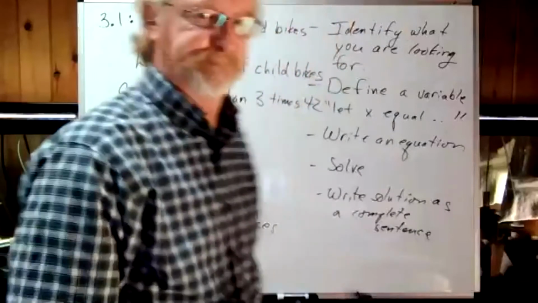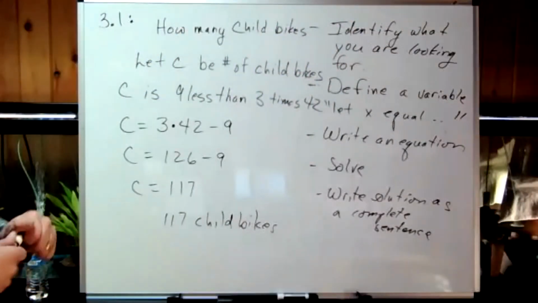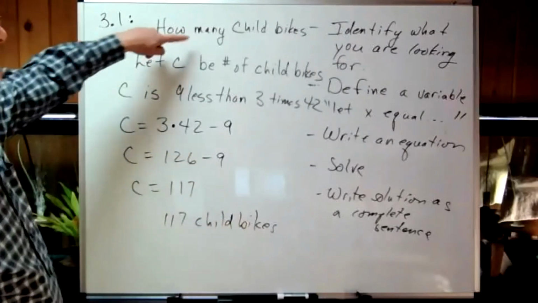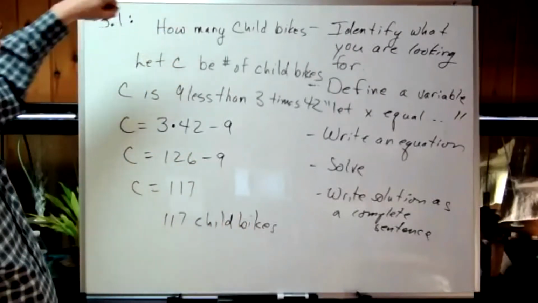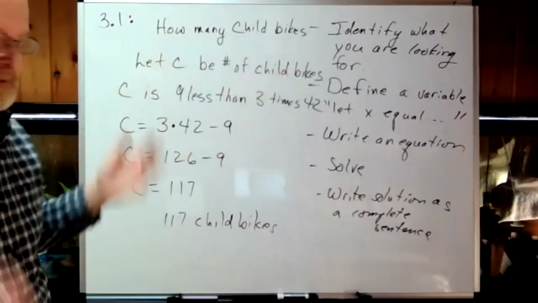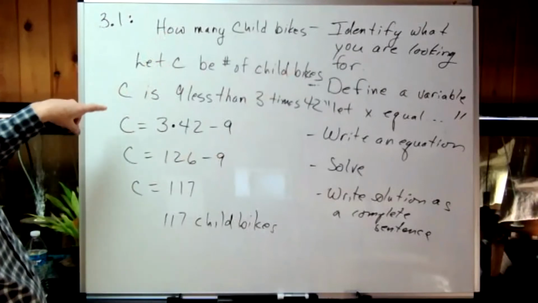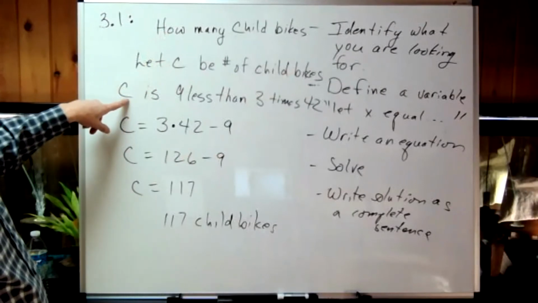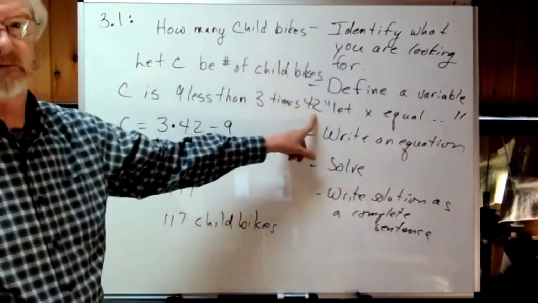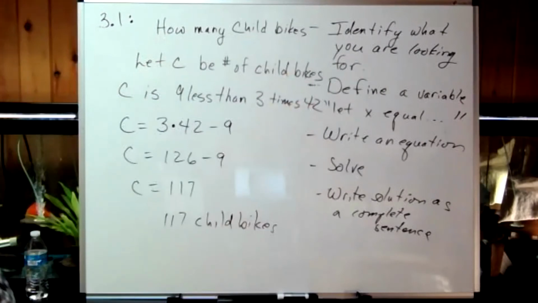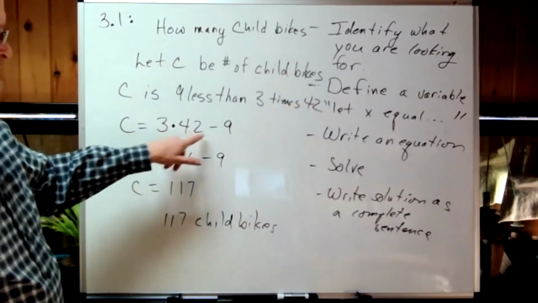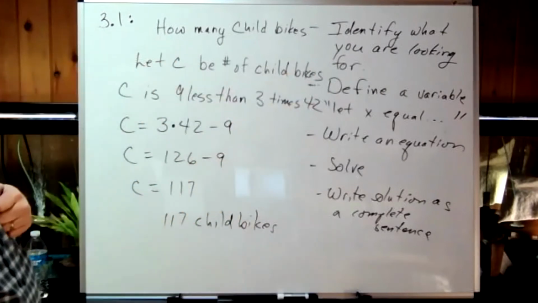Losing my voice today. All right, so that was a little more complicated paragraph, right? A couple things I have to sort through, but how many child bikes is what we were looking for. And I said I'm going to let C be the number of child bikes, C for child. I just chose a letter that fits in the story. So the number of child bikes, C, is 9 less than 3 times the number of adults, which was 42. Squeeze it in there, sorry. C equals 3 times 42 minus 9. 9 less than 3 times 42.